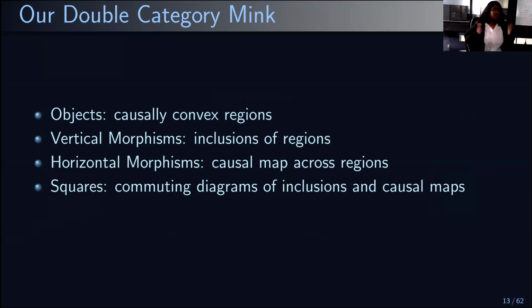All right. So this is just a summary of our double category of Minkowski spaces. The objects are causally convex regions, the vertical morphisms are inclusions of regions, the horizontal morphisms are causal maps between regions, and the squares are basically the commuting diagrams that you get as a result of this.